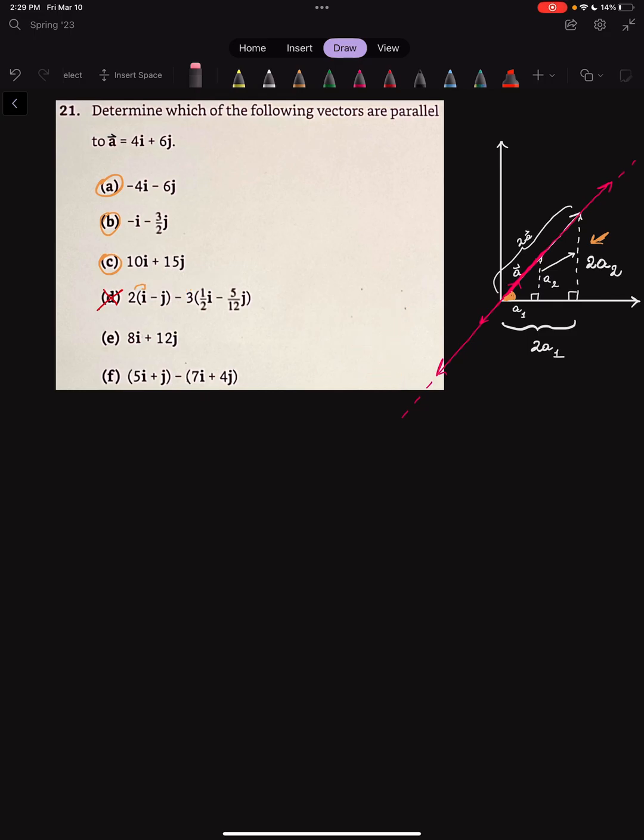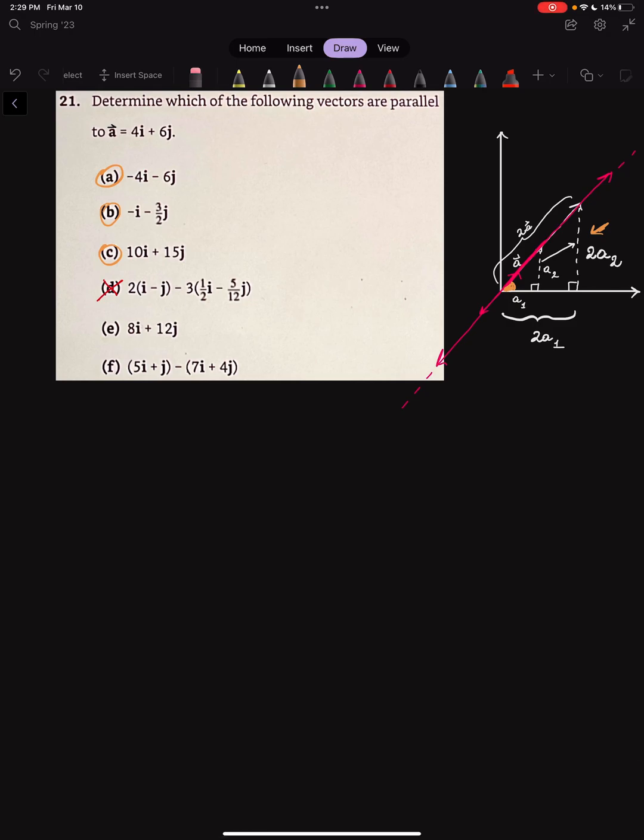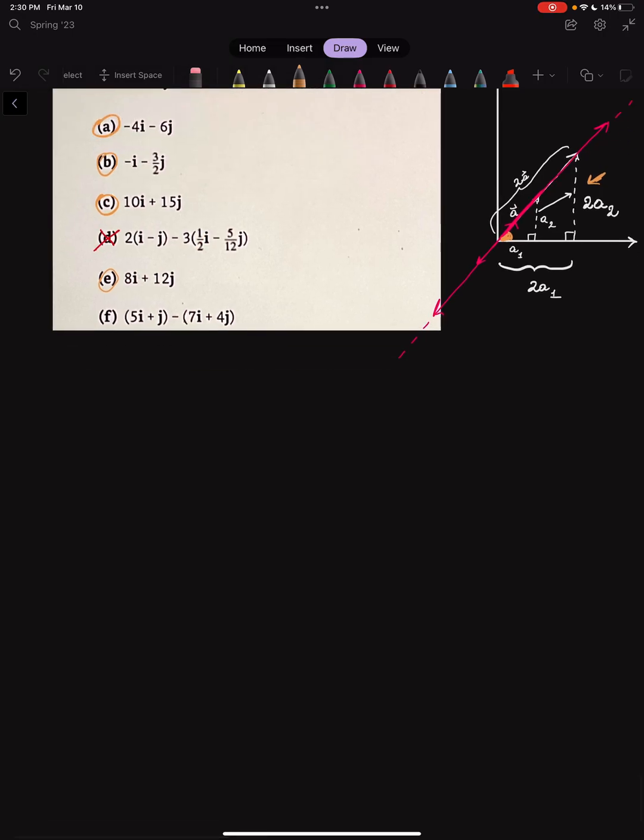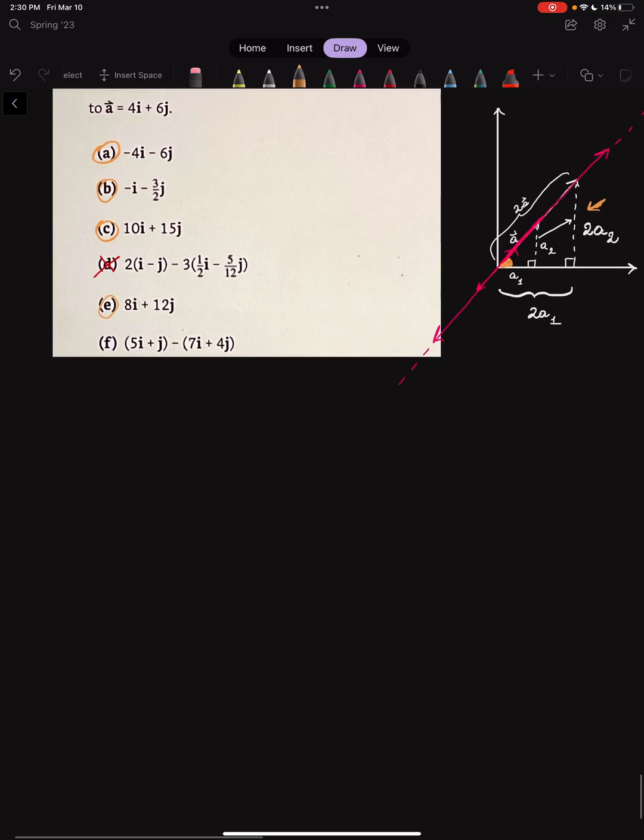Now let's do E. So E is 8/12. Is there a way to go from 4 to 8? Yeah, we can multiply by 2. And if I multiply 6 by 2, do I get 12? Yes. So this is parallel. And I invite you to graph it if you have a doubt, because you can always make sense of it by graphing it.